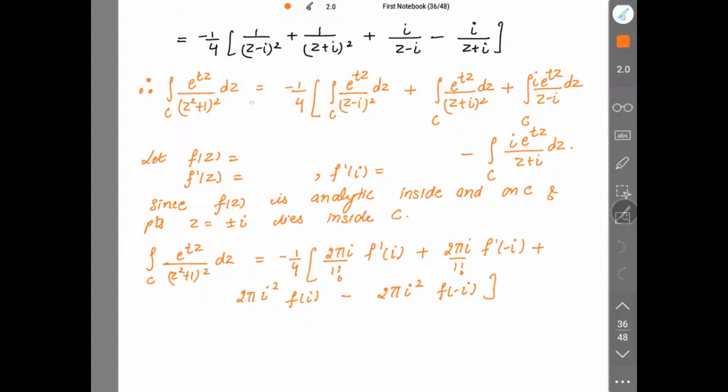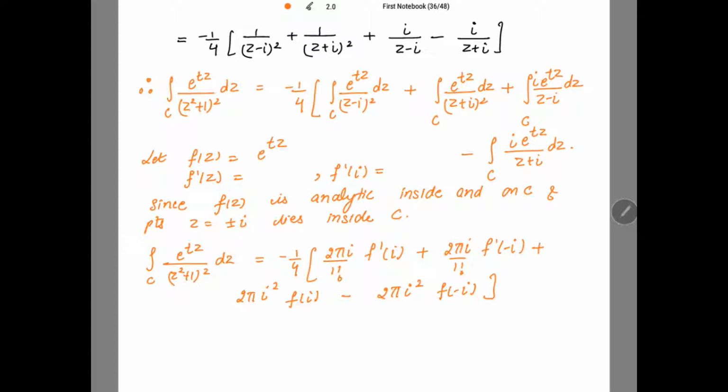Now our integral will be equal to this, and for the first term, does iota lie inside the circle? Yes, because our circle is mod z equal to 3. So iota lies inside, so here f(z) will be e to the power tz. For the second term, minus iota also lies inside, so f(z) will be e to the power tz, and so on for the third and the fourth term. So writing f(z) equal to e to the power tz, we need f dash z, because for the first and second term we will use Cauchy's integral formula, and for the rest of the terms Cauchy's first integral formula.